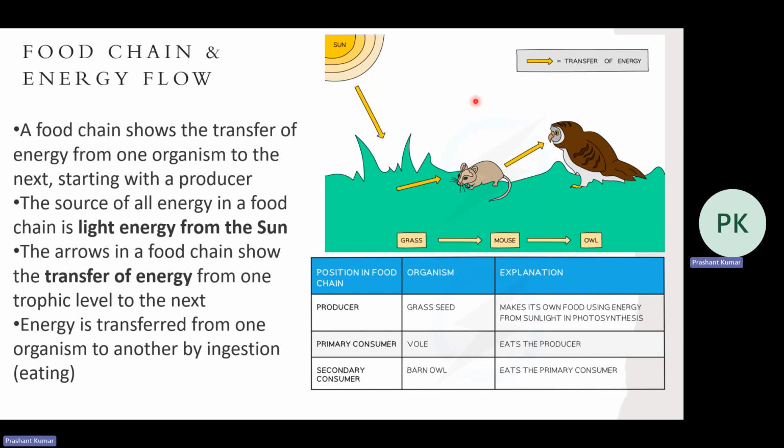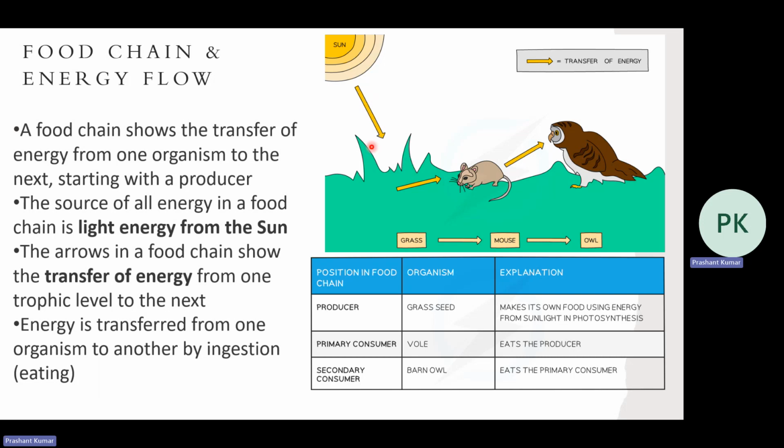Like in this particular diagram, you can see the sun's energy is present in grass in the form of chemical energy, in the form of glucose. It's eaten by a mouse, and the mouse is eaten by an owl, right? So in this way, energy is transferred.